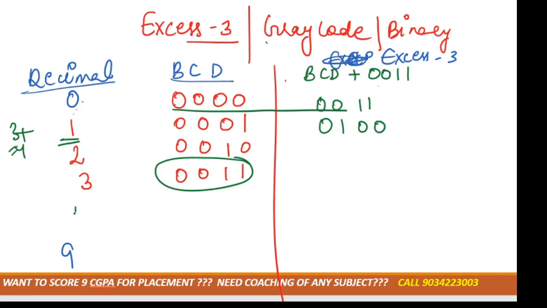Now similarly, tell me the excess-3 of 4. Excess-3 of 4 is how much? Tell me. Yes, it is 0 1 1 1. Okay, simple.